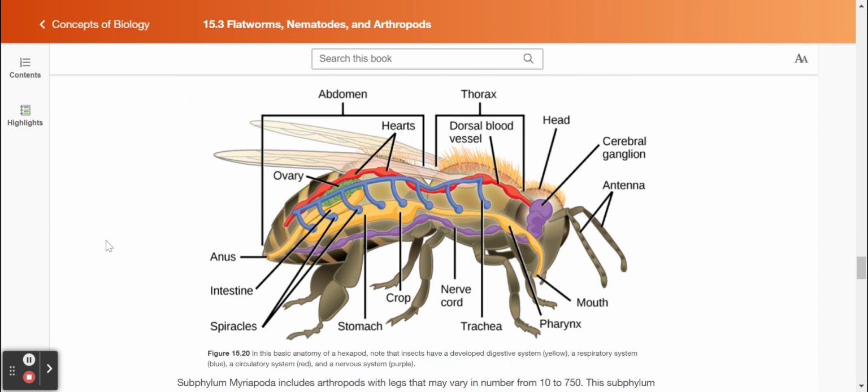Figure 15.20. In this basic anatomy of a hexapod, note that insects have a developed digestive system in yellow, a respiratory system in blue, a circulatory system in red, and a nervous system in purple.